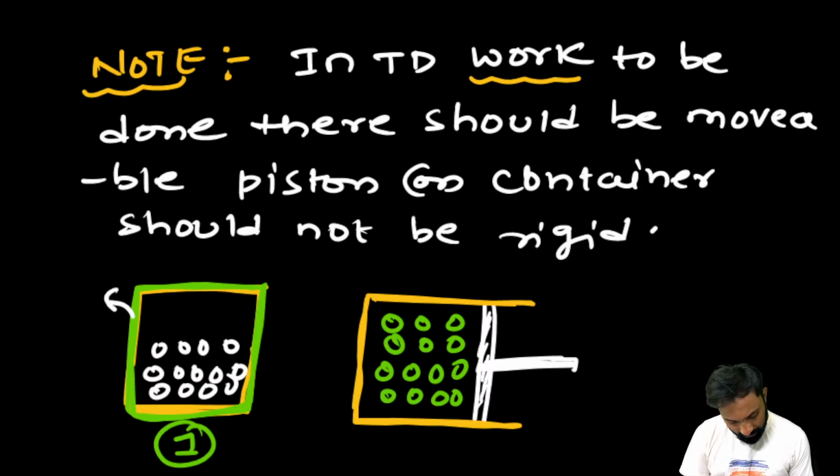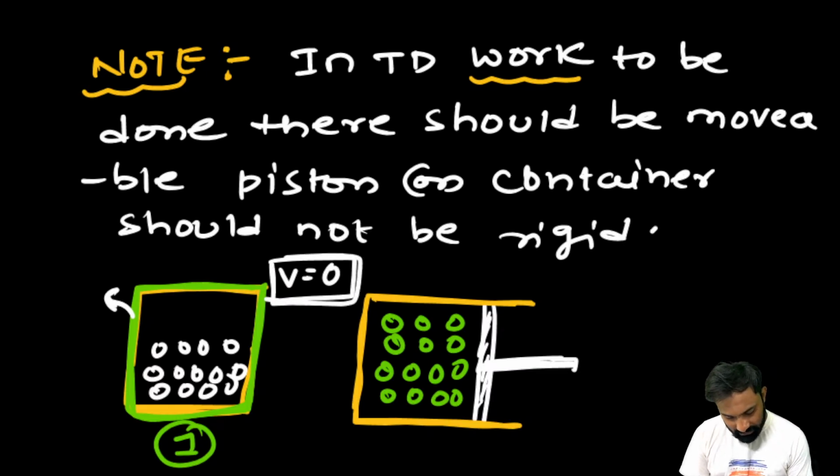Here the container means the volume is constant. If the volume is constant, work done will be zero. Clear? Now if in the first case the container is fixed, the container is fixed means the volume change is zero.